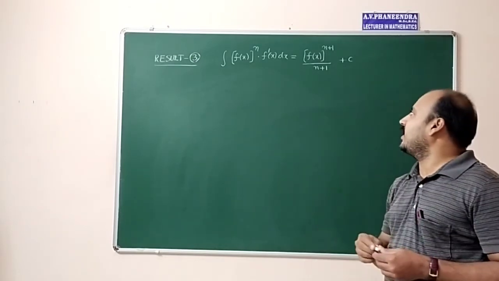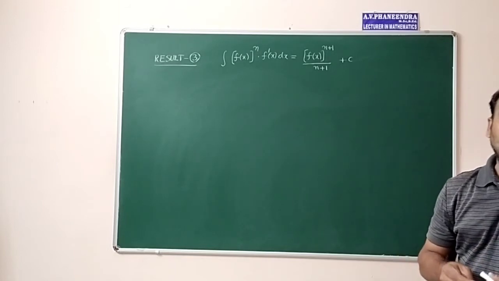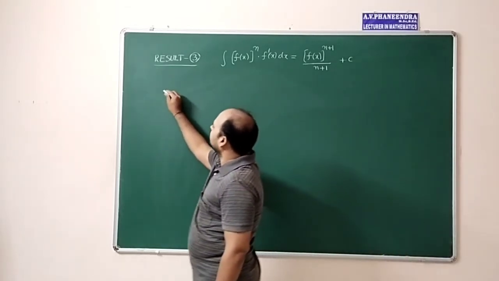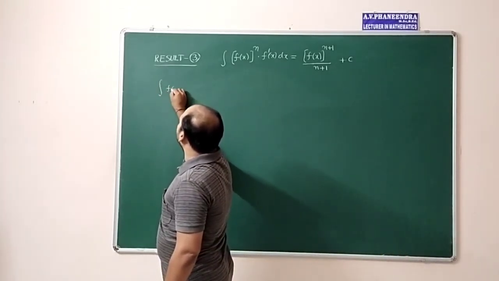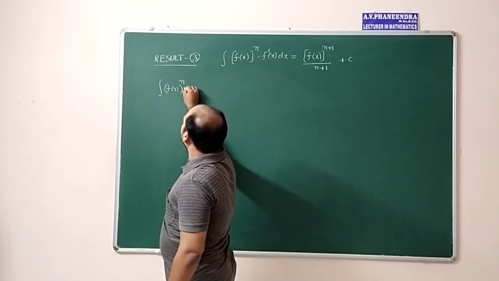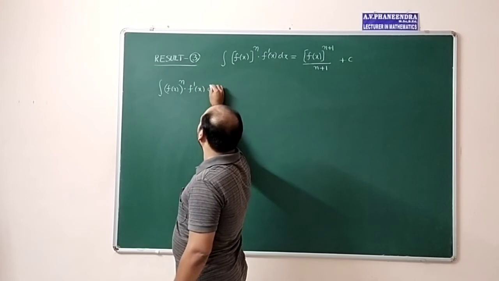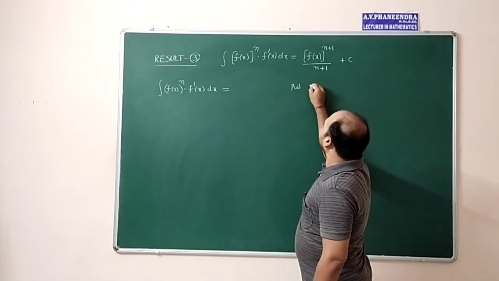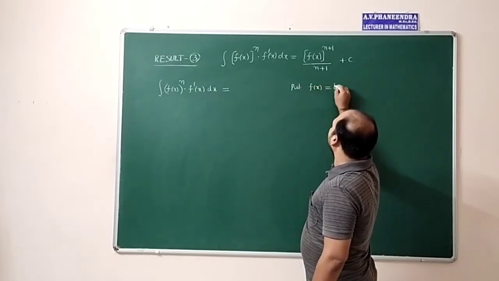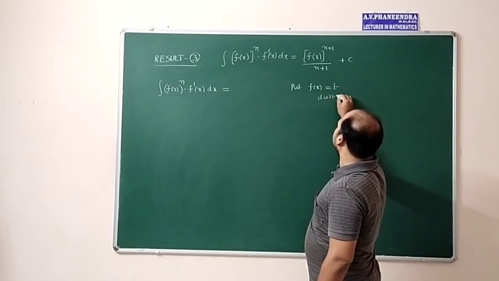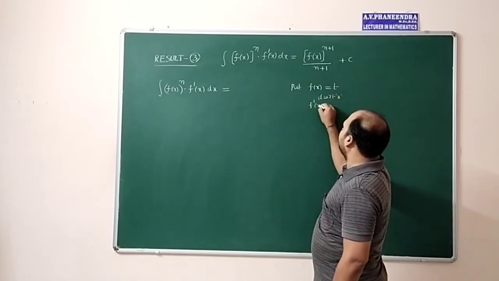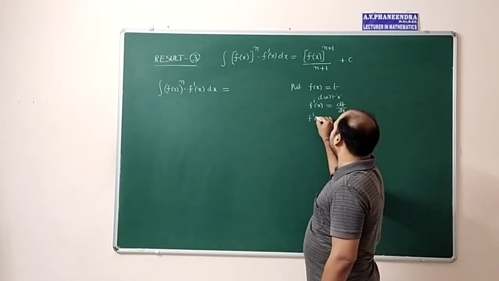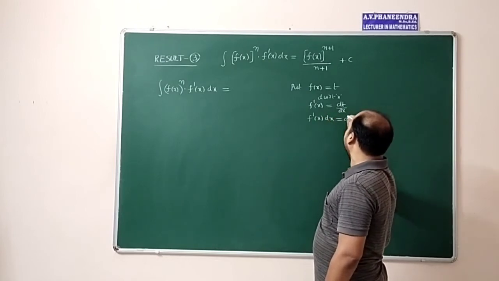Integral of (f of x) whole power n into f dash of x into dx is equal to (f of x) whole power n plus 1 by n plus 1 plus c. See how it will be. Now consider integral (f of x) whole power n into f dash of x into dx. Here, as usual procedure, put f of x is equal to t, differentiate with respect to x. The derivative of f of x is f dash of x, and the derivative of t with respect to x is dt by dx. Cross multiply: f dash of x into dx is equal to dt.